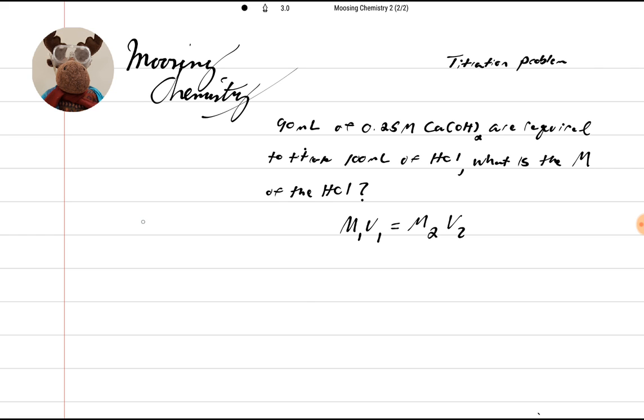Okay, so now let's get our values. M1 V1 M2 V2. Alright, so let's see who's who. So now when we're looking at this, we're going to go, okay, our M1 is 0.25 M. Our volume is 90 milliliters. Our M2 value, we don't know what it is. And our second volume is 100 milliliters.